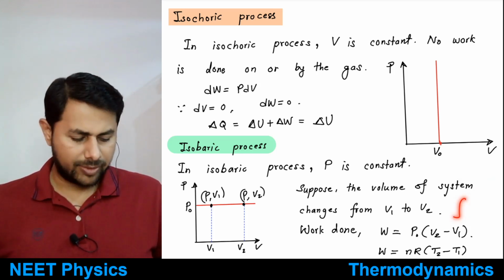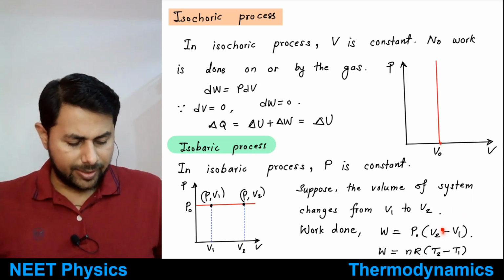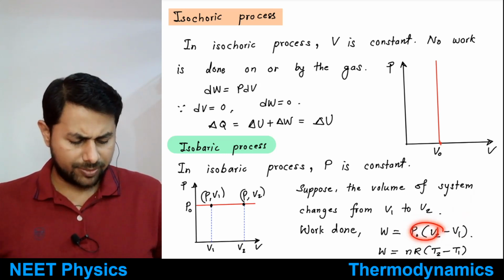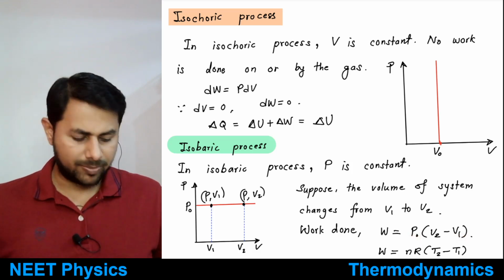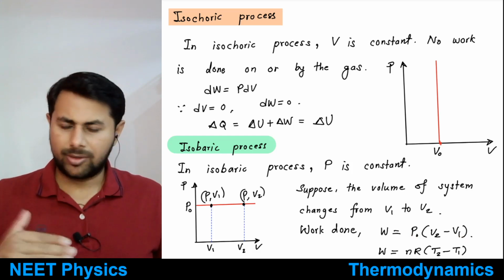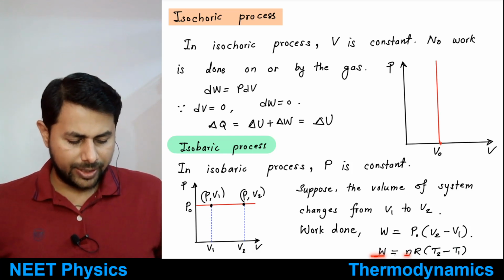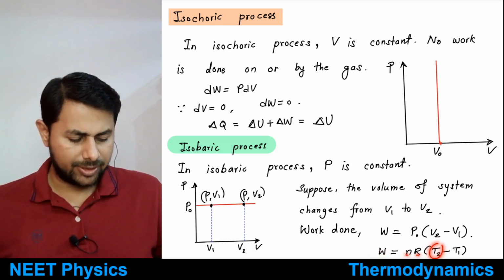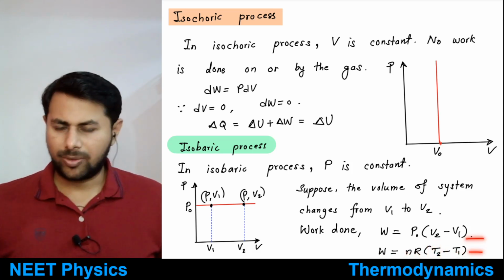So work done is just equal to what? P times the final volume minus the initial volume, okay. And then you know PV is equal to nRT, so you can substitute that here. So P times V2 is nRT2, and P times V1 is nRT1, right? So the initial temperature is T1 and the final temperature is T2, because the volume is changing, okay. So then what will you get? Work done would be equal to nR times T2 minus T1, okay. Is this formula clear? Yes, no?